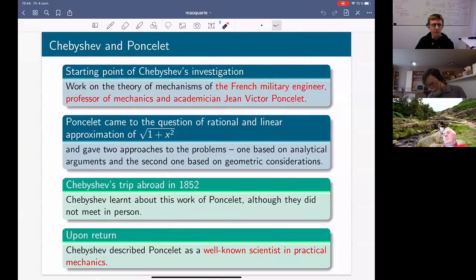In fact, the starting point and inspiration for this investigation of Chebyshev was the work on the theory of mechanisms of Jean-Victor Poncelet, who was known to Chebyshev as a French military engineer, professor of mechanics, and academician. Poncelet came to the question of approximation of expressions of such form and gave two approaches to that problem. Chebyshev learned in the mid-19th century, on his trip abroad, about that work of Poncelet, although apparently they did not meet in person. Chebyshev described Poncelet in his own notes as a well-known scientist in practical mechanics.